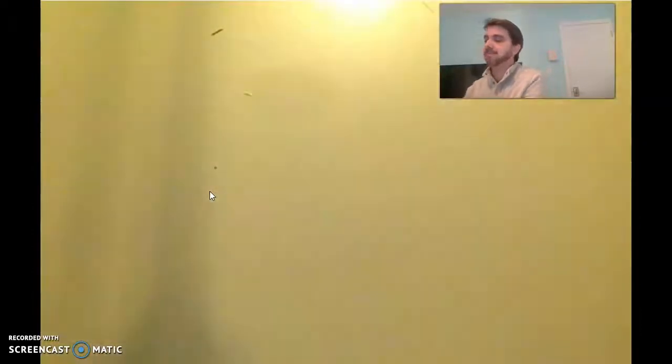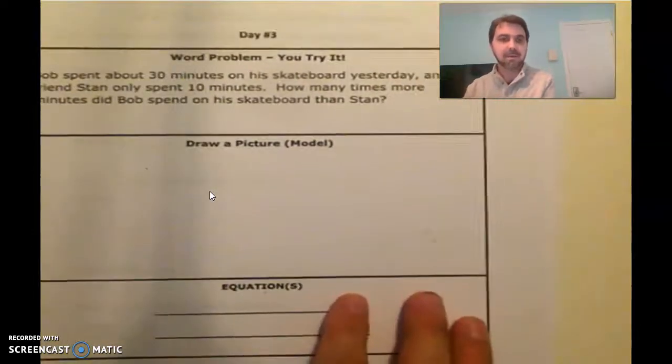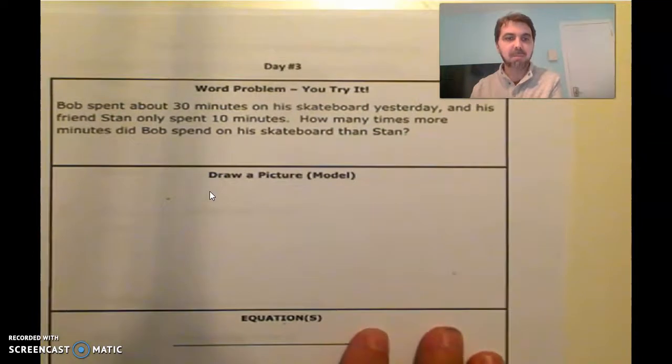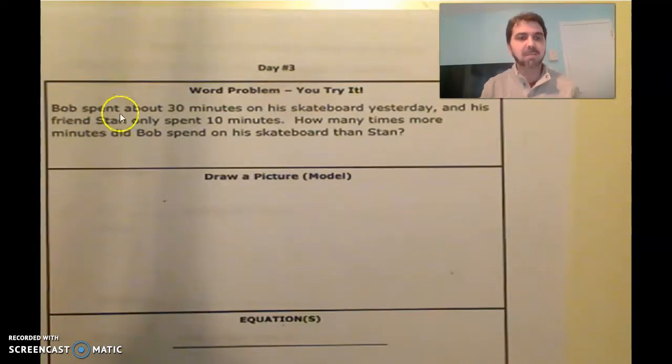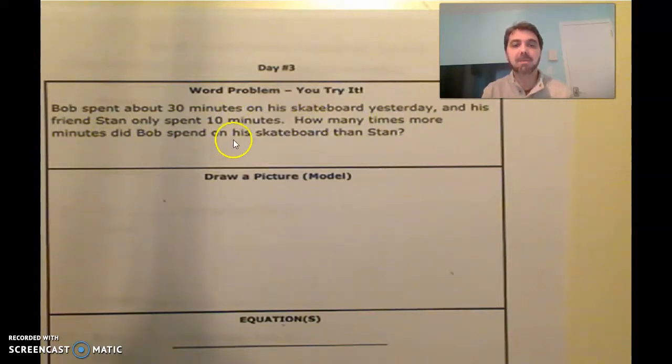So let's go to our you try it problem. I'll read it. It says Bob spent about 30 minutes on his skateboard yesterday, and his friend Stan only spent 10 minutes. How many times more minutes did Bob spend on his skateboard than Stan? Okay, so 30 minutes is a pretty good amount. 10 minutes is not much, but it'll help.